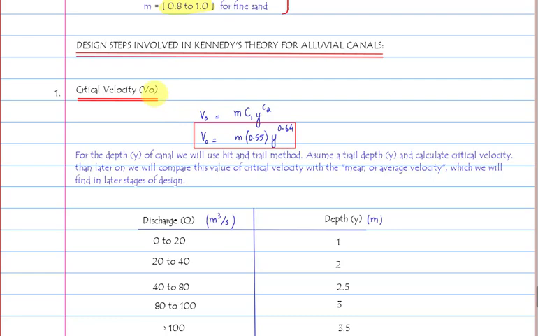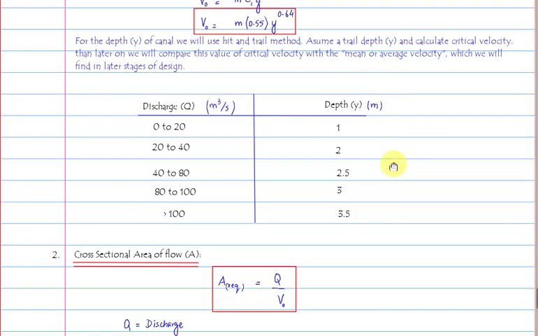Okay, so these were the design steps which we were supposed to follow for designing alluvial canal. You need to remember this important point. You can just design alluvial canals using Kennedy's theory. Okay, we cannot design lined canals or non-alluvial canals. We can only design alluvial canals using Kennedy's theory.